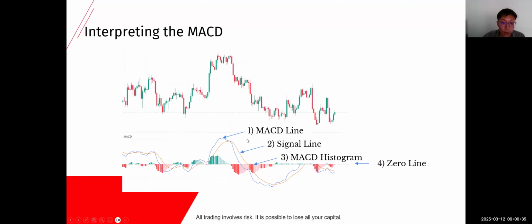So this is the look of the MACD itself. When you put this indicator into TradingView, you can see we have the blue line, which is the MACD line, and the signal line. These two are essentially the most important ones to indicate whether it is a buy or sell signal. Then we have the MACD histogram, showing the strength of whether it is bullish or bearish, and then we have the zero line. The zero line is basically just to separate this histogram.